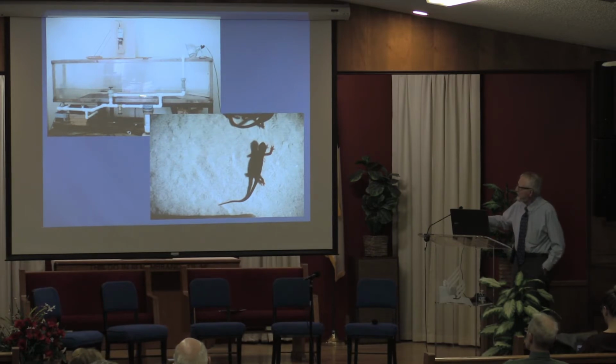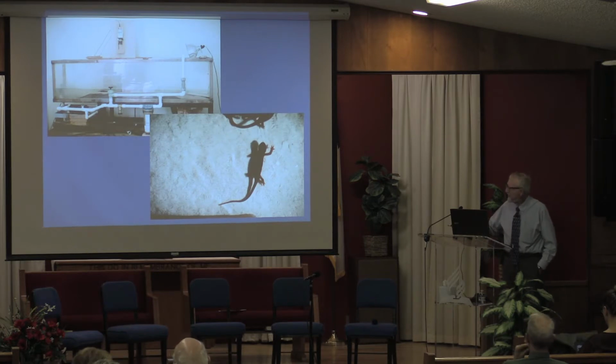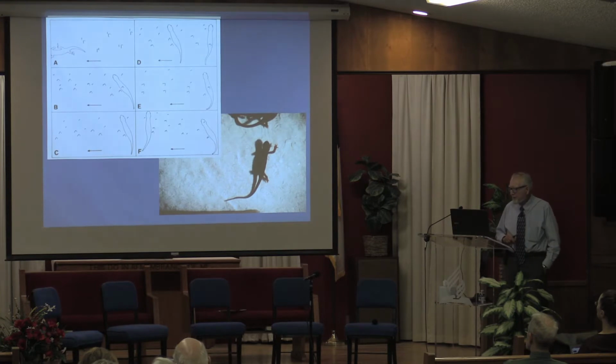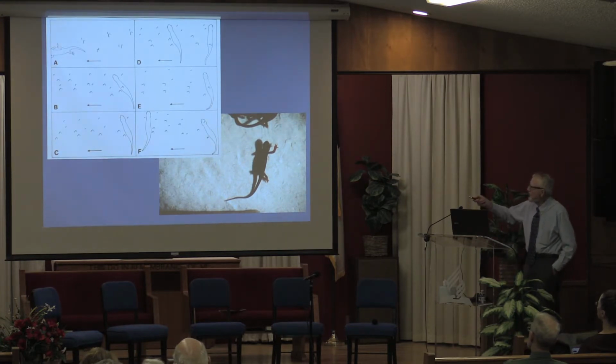Well, we were able to study that in this device here with current flowing here and a camera recording it. And in fact, it does happen. The animals sometimes get drifted sideways, and they're trying to walk forward. When that happens, this is what you get. Here are drawings of the actual tracks that were made in the sand, and this is where the animal is. And when they're drifting sideways, they make tracks just like those fossil tracks. Toes pointing this way, but the animal is moving this way.